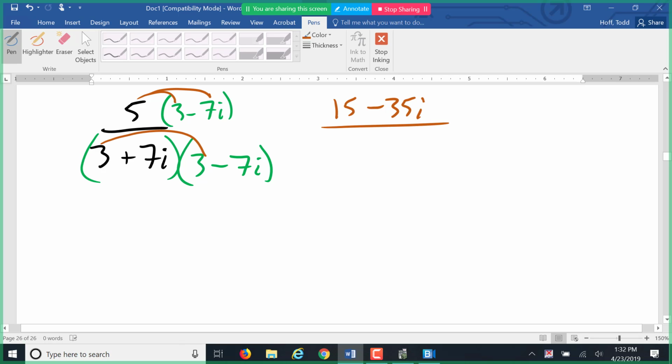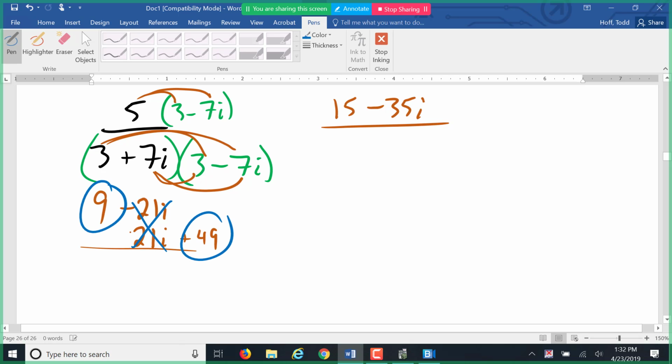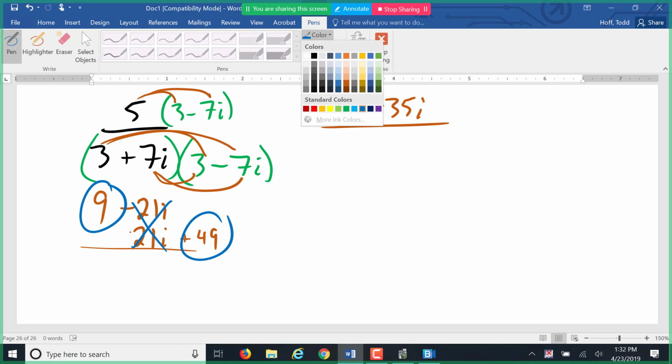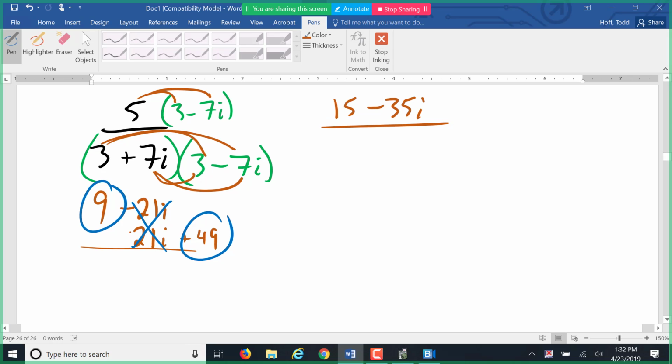On bottom, 3 times 3 is 9. 3 times negative 7i is negative 21i. 7i times 3 is positive 21i. 7i times negative 7i is 49. The negative 21i and positive 21i cancel out. 9 and 49 combine to make 58. So yeah, 15 minus 35i over 58.